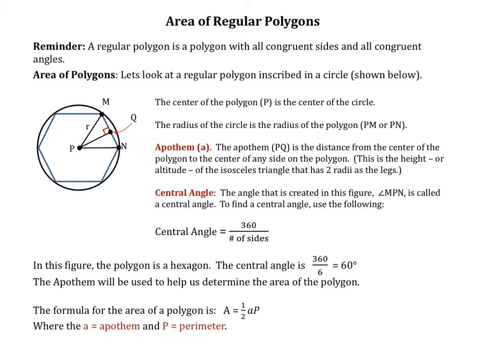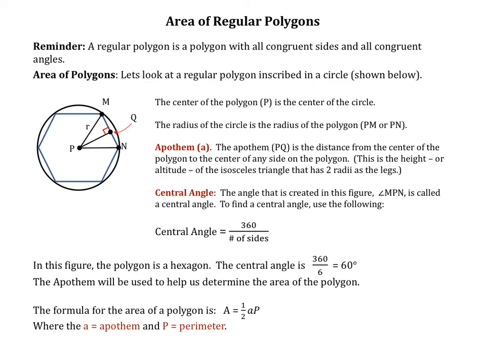Now let's look at regular polygons. So just as a reminder, a regular polygon is a polygon with all congruent sides and all congruent angles. So in order to find the area formula for a polygon, we really need to look at it while it's inside a circle. So here we've put a hexagon inside a circle. So now point P is the center of my circle.